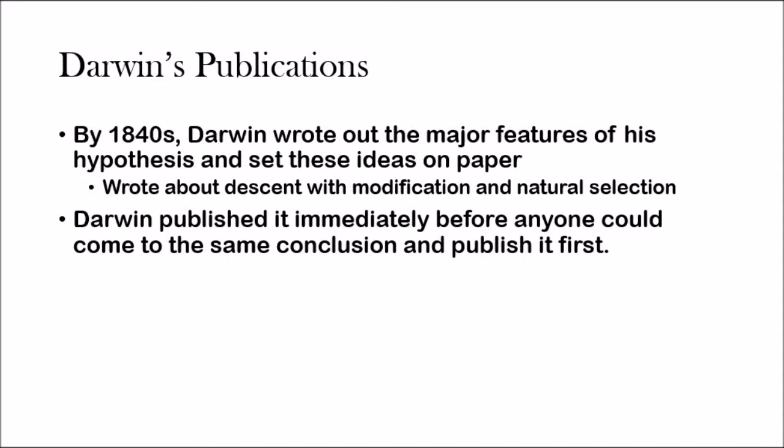Now, Darwin's publications, this is how Darwin actually presented his work. By the 1840s, Darwin wrote out the major features of his hypothesis and set these ideas on paper. So he wrote about descent with modification and natural selection. And we talked about what descent with modification is in the previous video, so go check that out if you don't know what that means. And Darwin published it immediately before anyone else could come to the same conclusion and publish it first. You know, the scientific world is very competitive, so he wanted to publish this idea immediately.